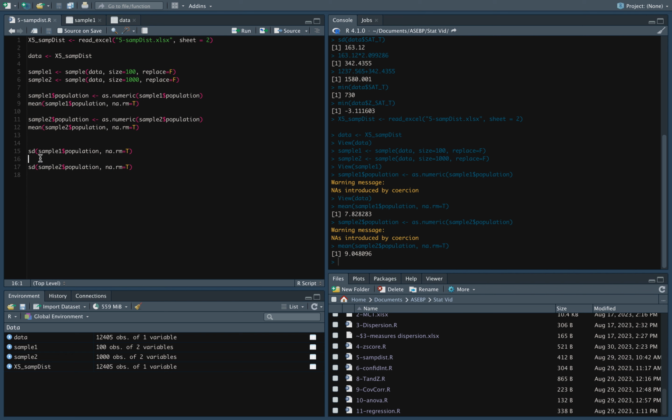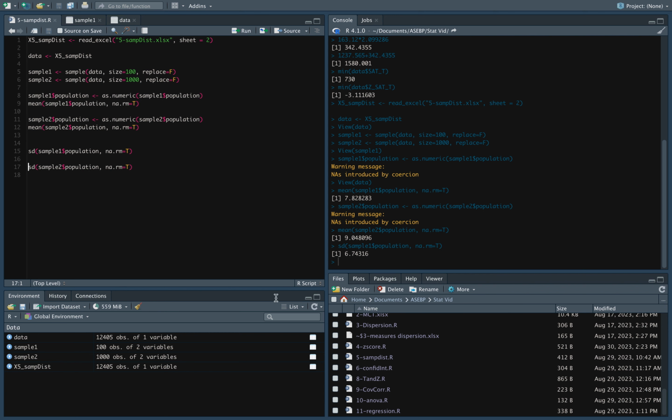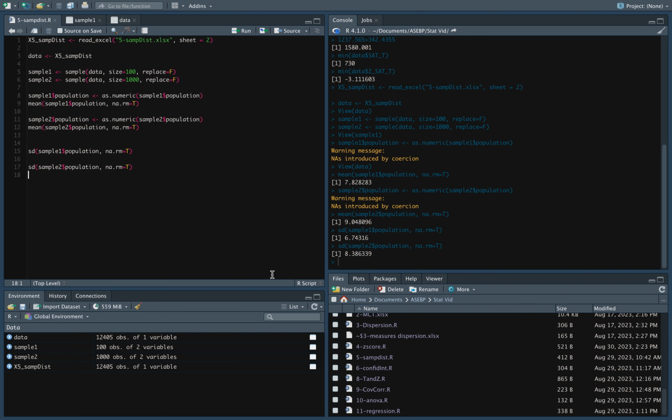And for standard deviation in R, again, the command is just sd, which makes it very easy. And there's our standard deviation for sample 1 and our standard deviation for sample 2.